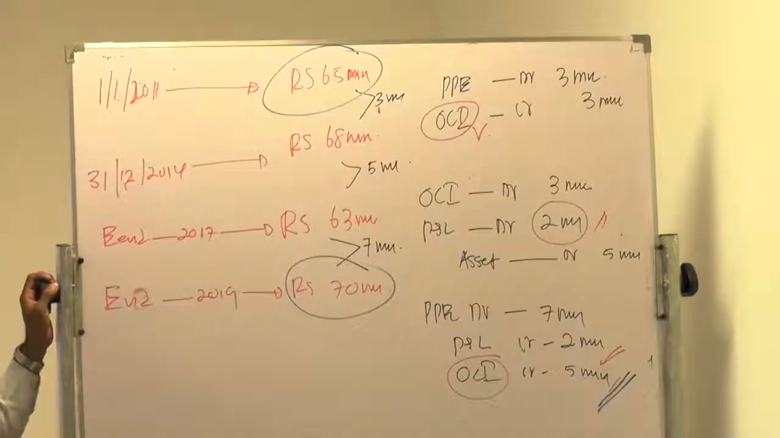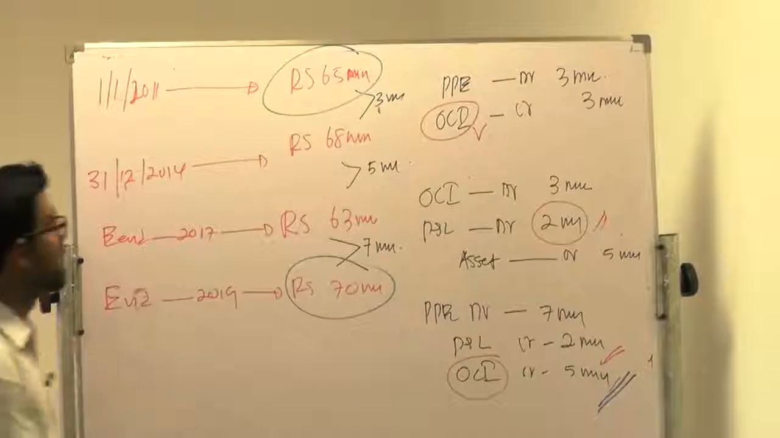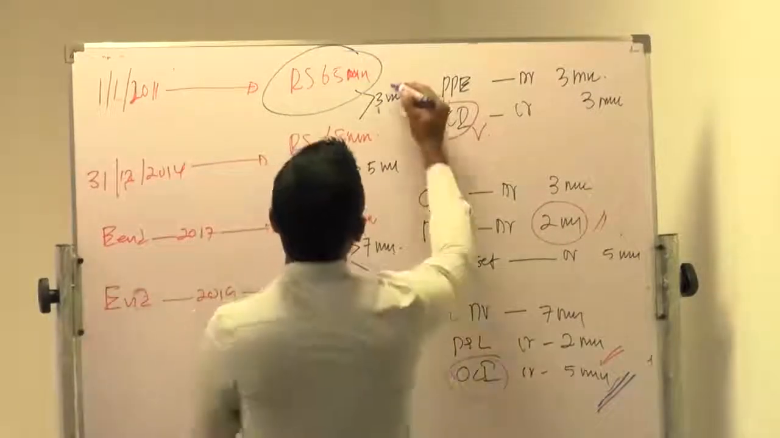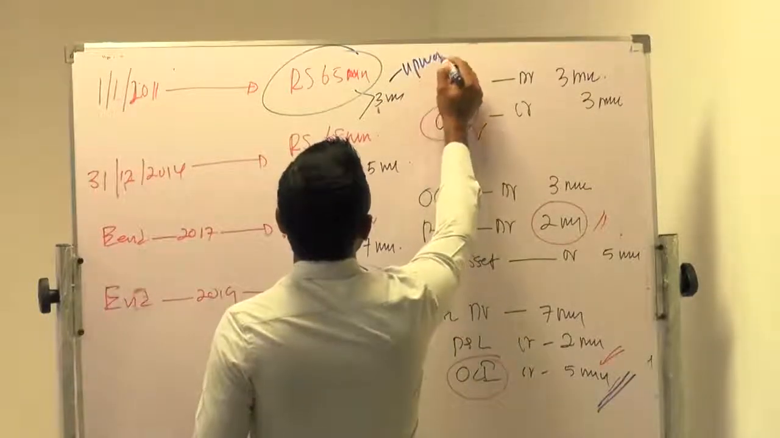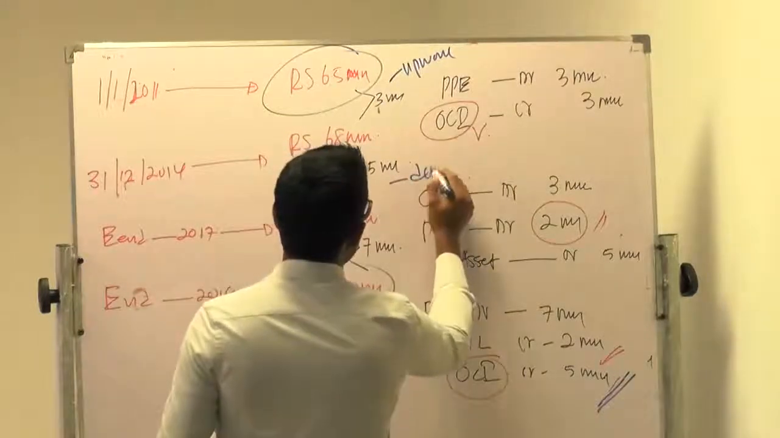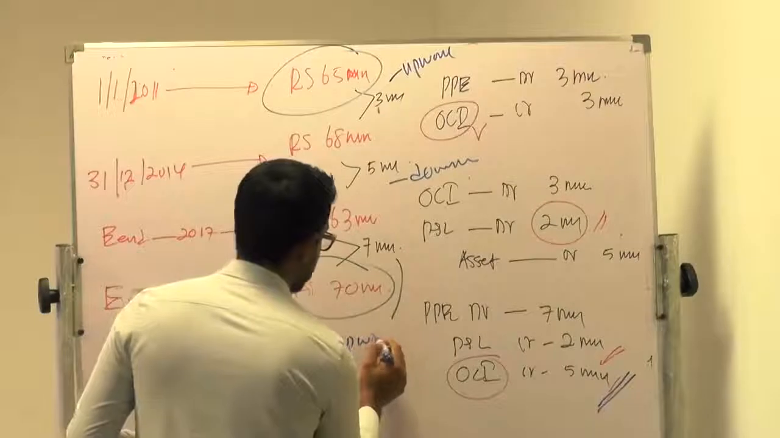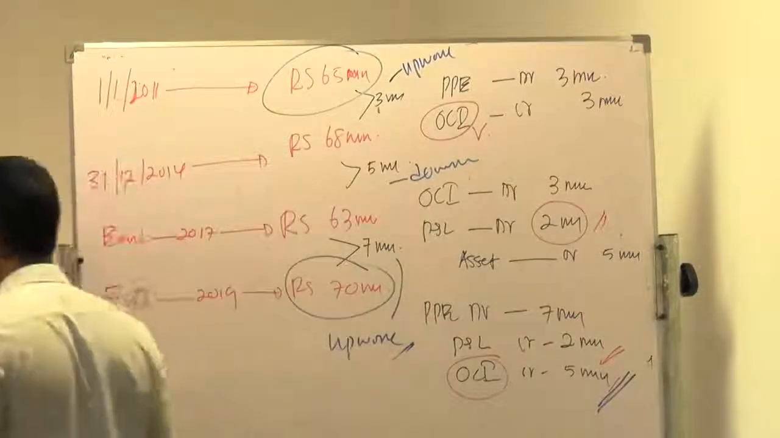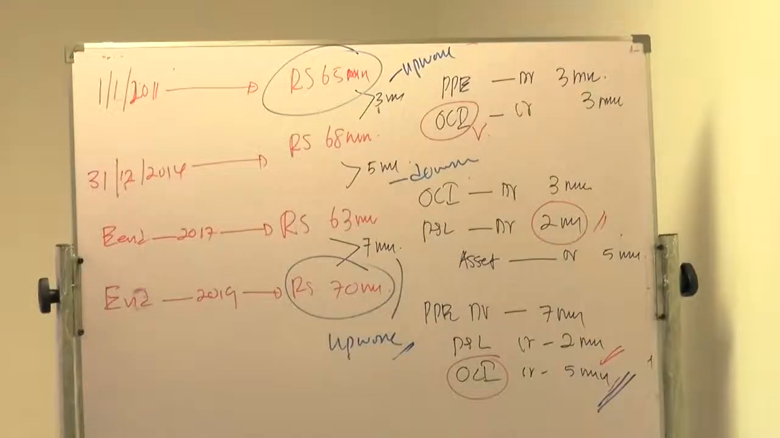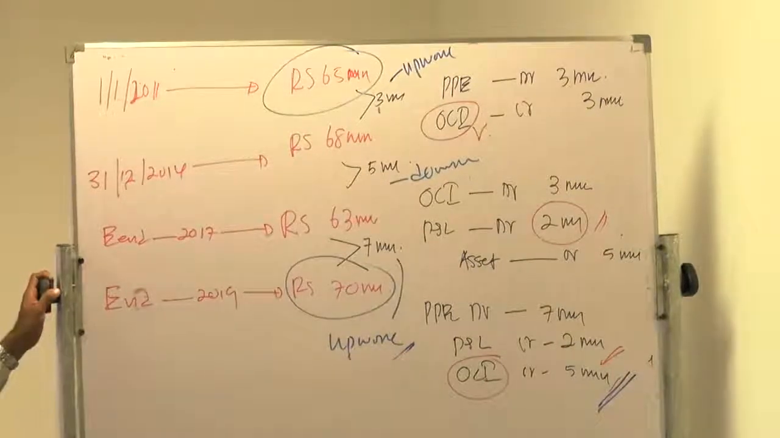This example explains the upward and downward revaluation. Here you have upward revaluation and here you have downward and again you have upward, right? Upward. So this is a good example for us to learn revaluation. Understand that, right? Fine. Okay.